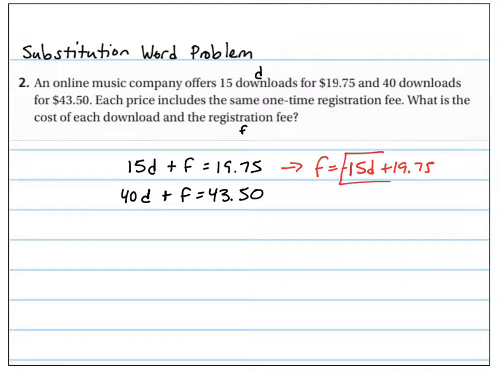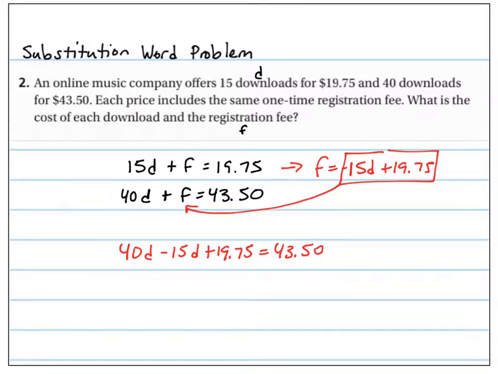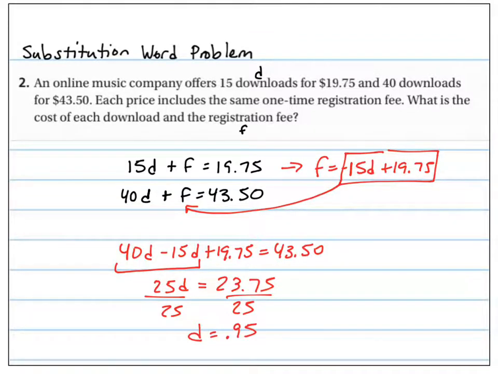Now that I know what f is, I'm going to take this value and I'm going to plug it in here. So that's 40d minus 5d plus 19.75 equals 43.50. Combine like terms. We've got 35d equals, and I'm going to move over the 19.75 at the same step, so I'll subtract it to the other side. So that's going to give us 23.75 over here. We'll divide by 35. And so every download costs 95 cents.